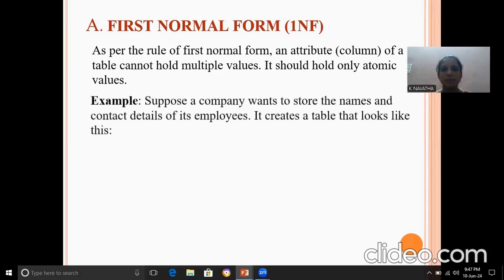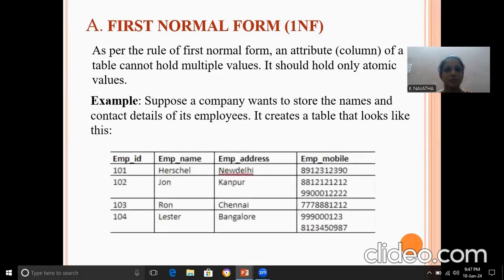For example, a company wants to store the names and contact details of its employees. It creates a table that looks like this: employee ID, employee name, employee address, and employee mobile. For the 102 record, we have multiple values, that is two mobile numbers. But the condition in first normal form is that no multiple values should be in the attribute. Here one or two records have two mobile numbers, so it's not in normal form. We should consider only single, atomic values. So how can it be done?